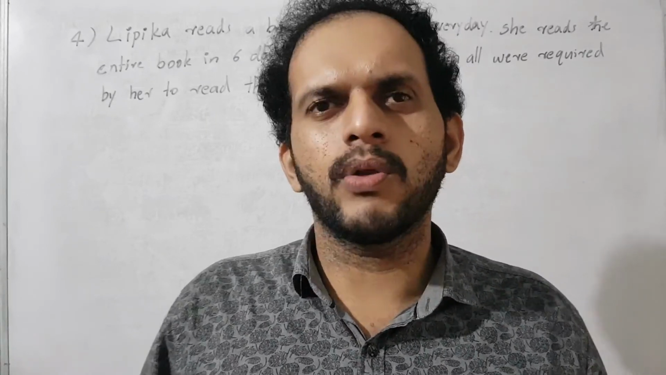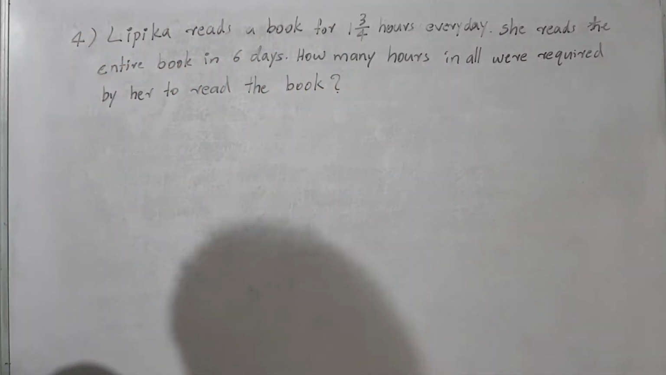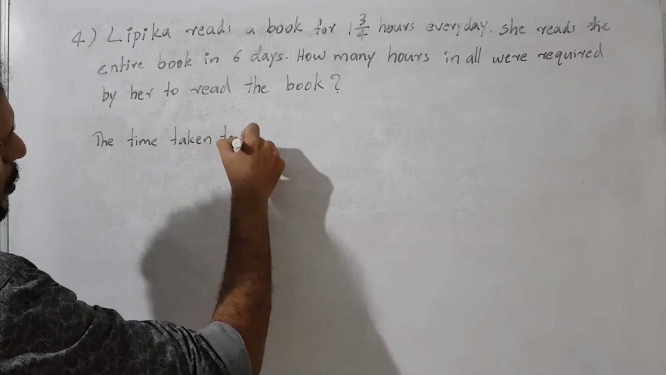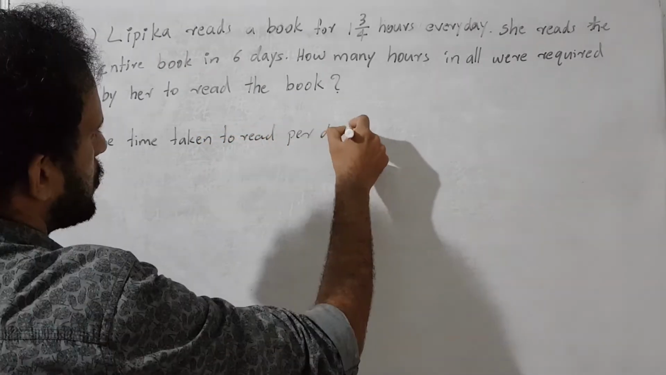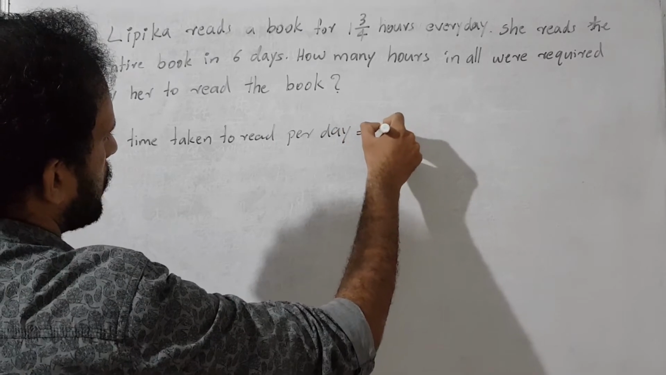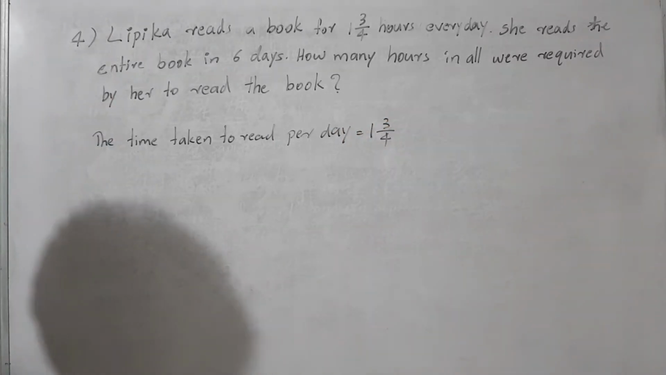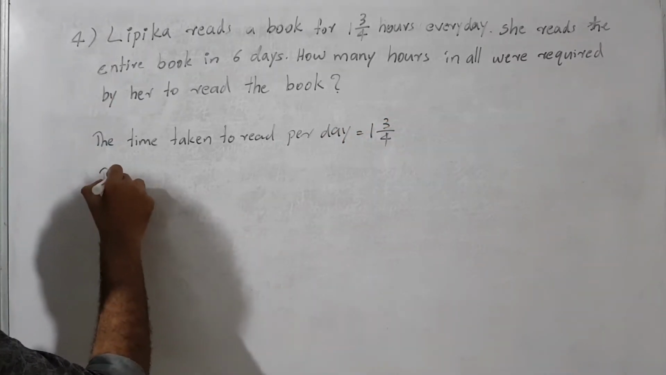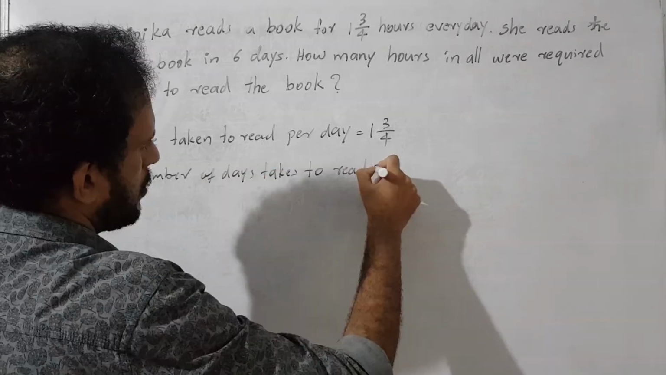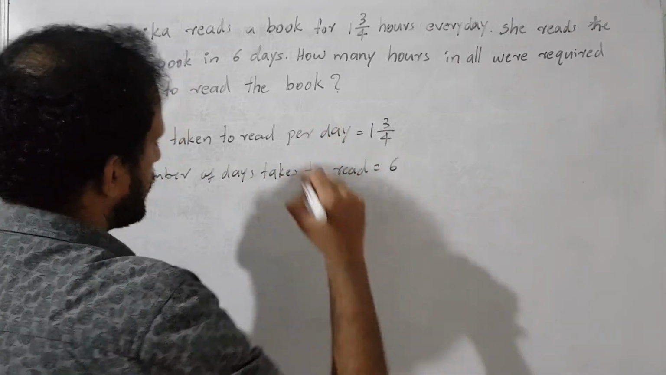Okay, then how do we do it? Then we start like this. Time taken to read per day is equal to 1 3 by 4. Correct? Then the number of days taken to read is equal to 6 days.